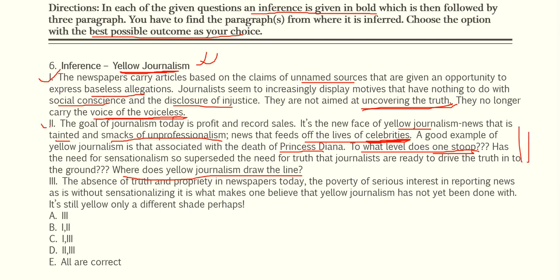So this one is also correct. Now the last one, the absence of truth and propriety in newspapers today. The poverty of serious interest in reporting news as is without sensationalizing it is what makes one believe that yellow journalism has not yet been done with. It's still yellow, only a different shade perhaps.